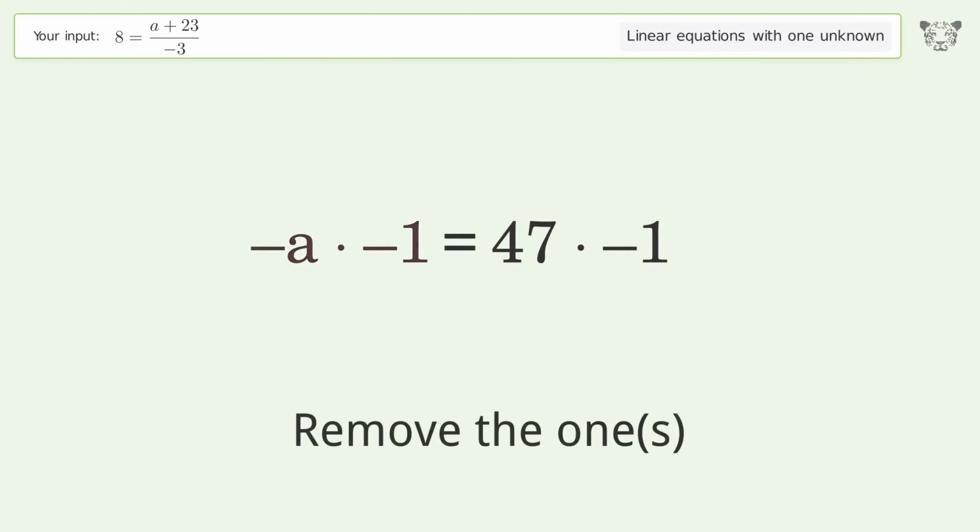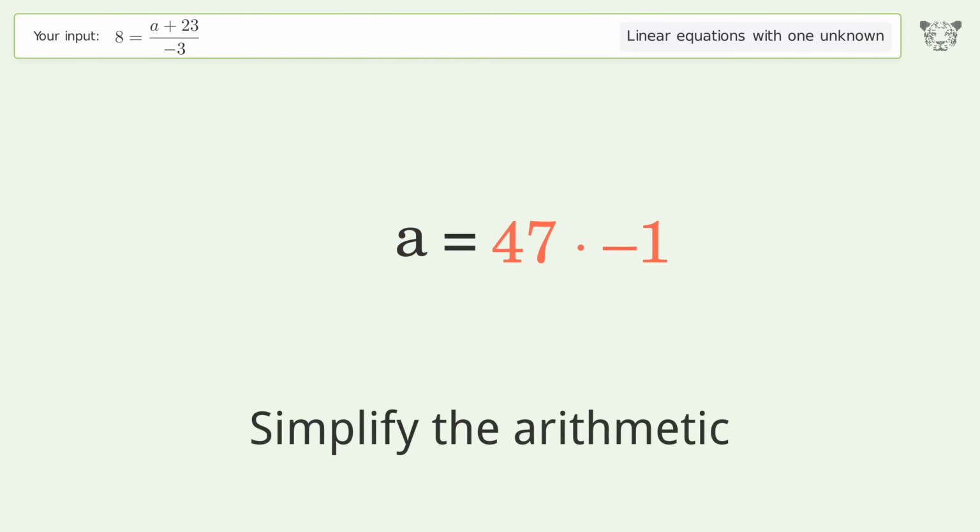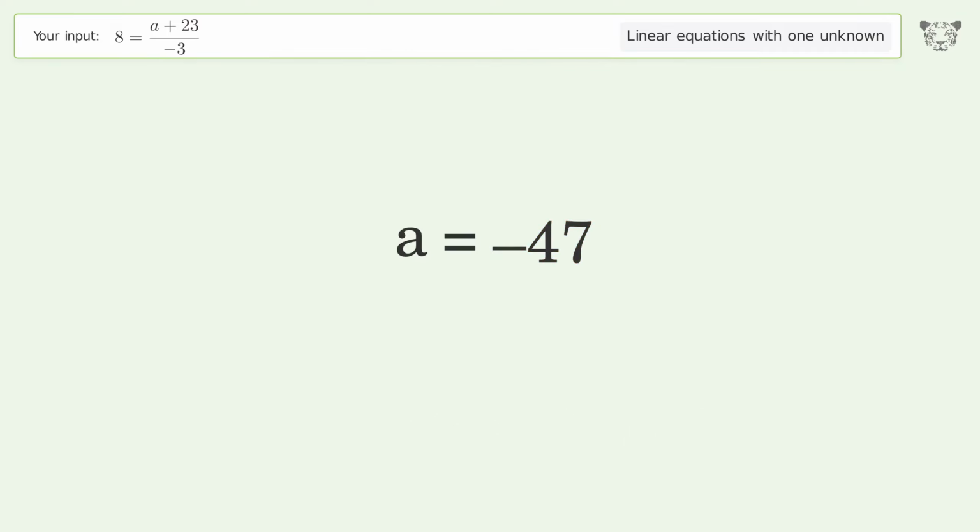Remove the ones. Simplify the arithmetic. And so the final result is a equals -47.